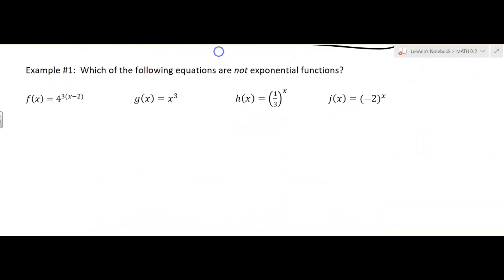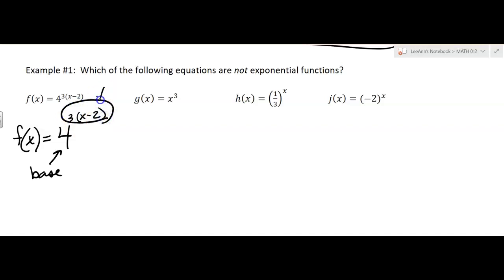All right, so in this example, they want us to see which ones are not exponential functions. It says, which of the following equations are not exponential functions? And they might be a little tricky here. So notice on this first one, f of x equals 4, that's the base, okay? That's what we're raising to an exponent. The exponent is 3 times x minus 2. All of that is the exponent.